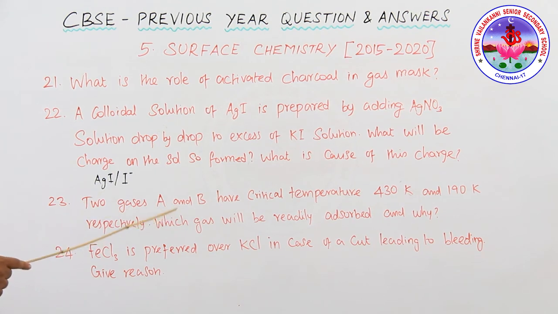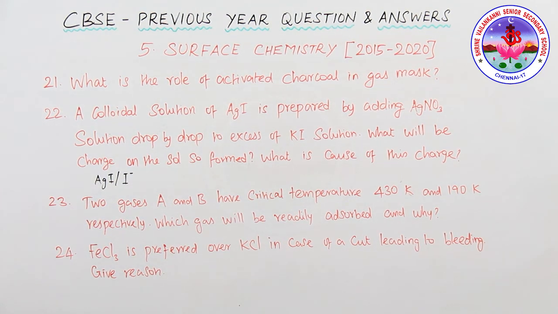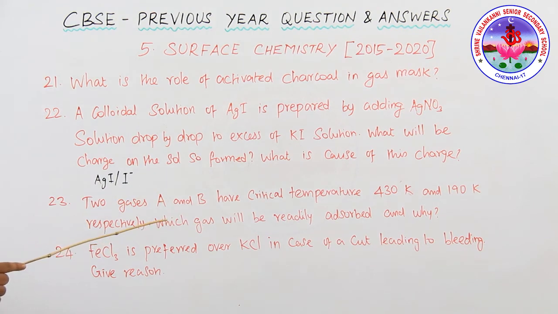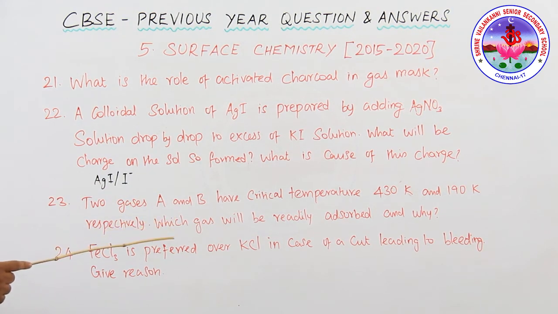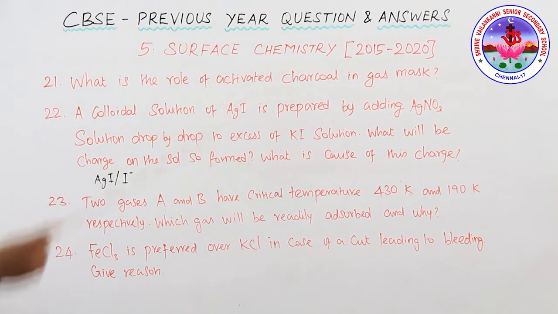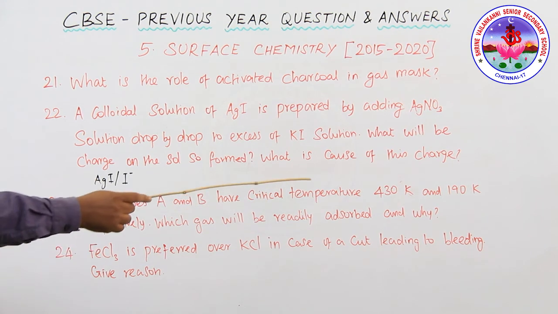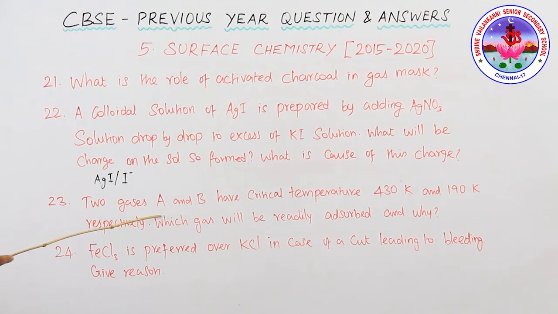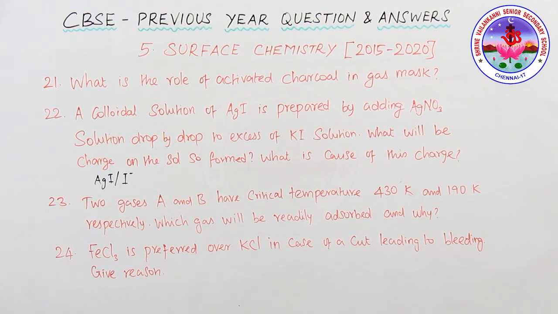Here, A will be readily adsorbed due to the more forces of attraction. That is because it has a high critical temperature. So here A is the correct answer. A will be readily adsorbed due to more forces of attraction. This is the key point, and it has the high critical temperature, 430 Kelvin for gas A. That is why A is readily adsorbed.